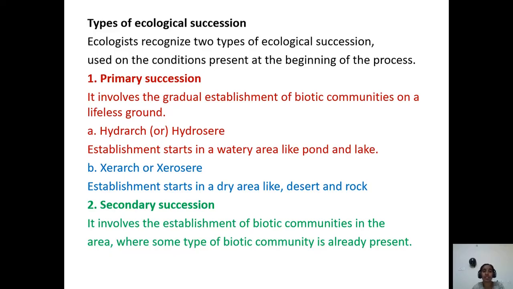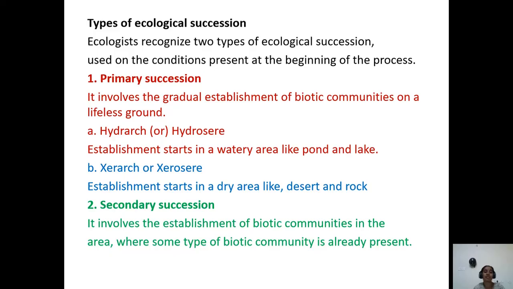Primary succession involves the gradual establishment of biotic communities on lifeless ground. That means before this there was no living organism at that place. Example, hydrosere: establishment starts in a watery area like a pond or lake. Second example, xerosere: establishment takes place in a dry area like desert and rock.